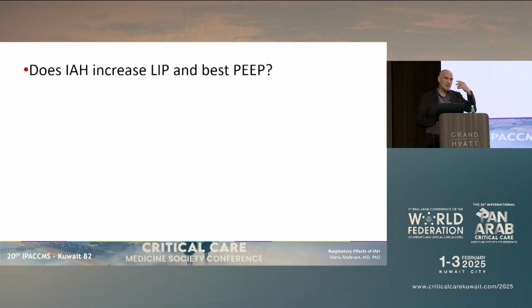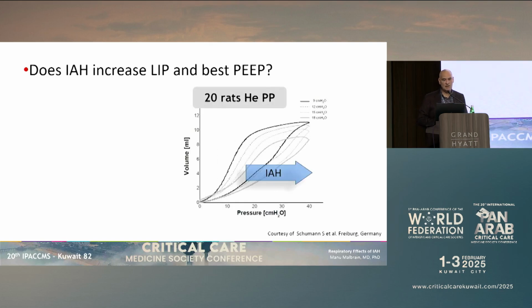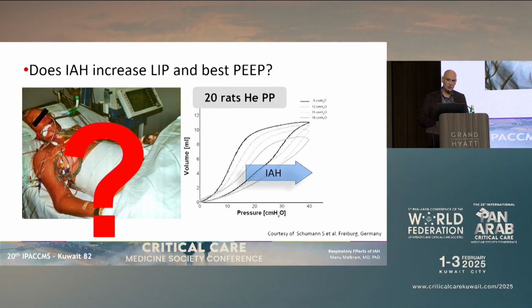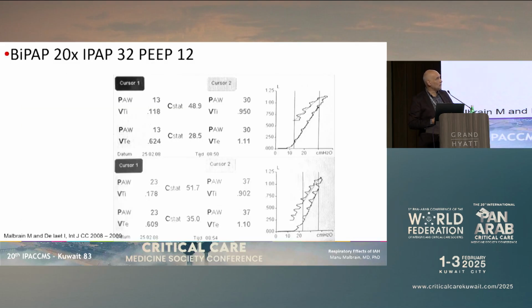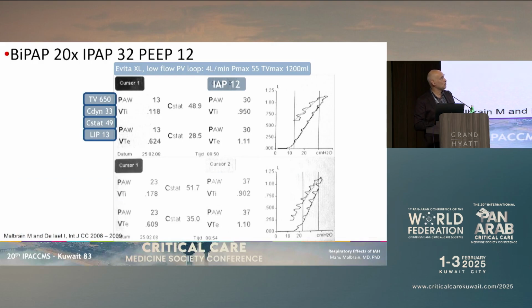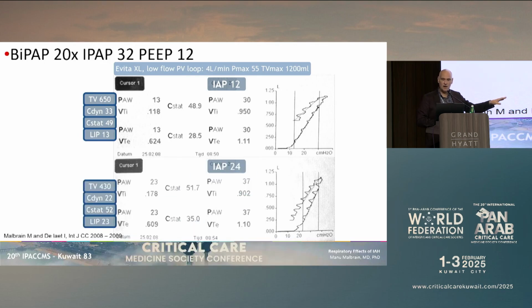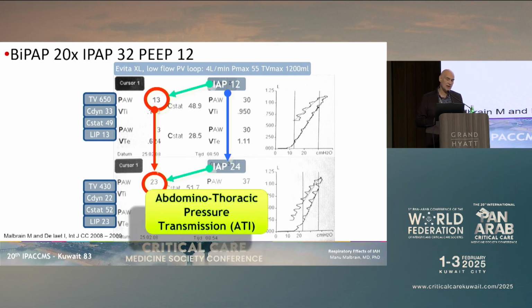So the question is, if intra-abdominal hypertension increases the lower inflection point, how then should we set the PEEP? I showed you the animal data in rats, and the question is, what can we do in humans? This is just a screenshot from the Evita, where we compress the abdomen with a belt. So at baseline, pressure is 12. With the belt, the pressure increases to 24. And you see exactly like in the video that the tidal volume is coming down, compliance is coming down. So it makes sense, taking into account the abdominal thoracic index of transmission, to set the PEEP in accordance to the intra-abdominal pressure.